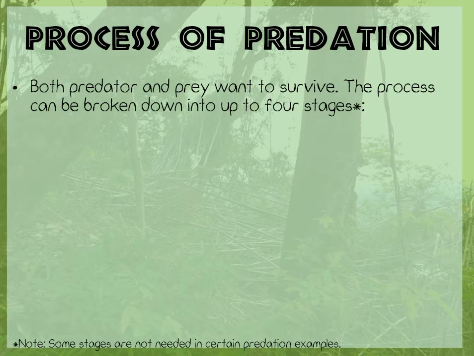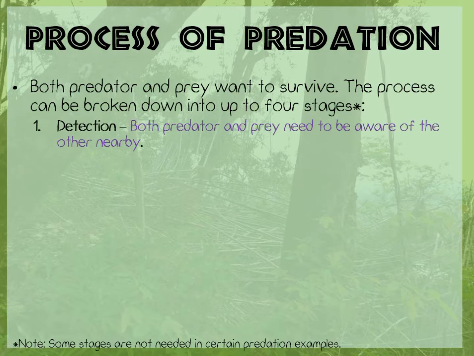So we're going to break the process into 4 stages, some of which are not always needed. Certain different types of predator and prey relationships might work slightly differently. But essentially, what we start with is the detection phase, when both the predator and the prey need to find each other. Well, the prey doesn't really want to find the predator, but if there's a predator around, then they need to know about it. They need to be aware of each other in the nearby area.